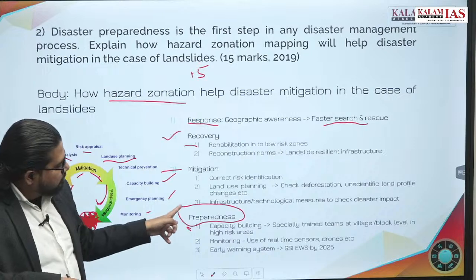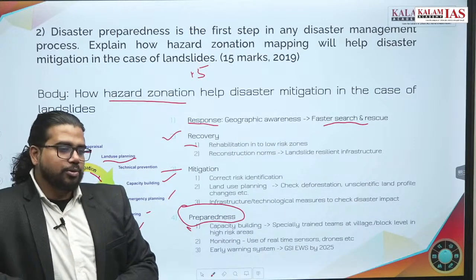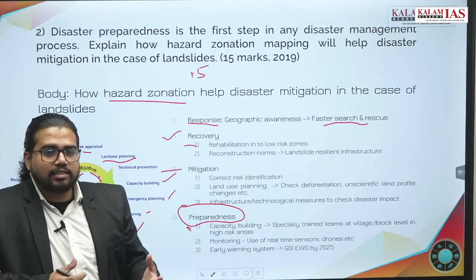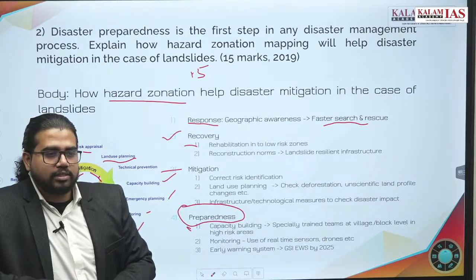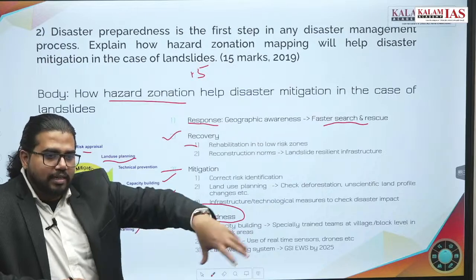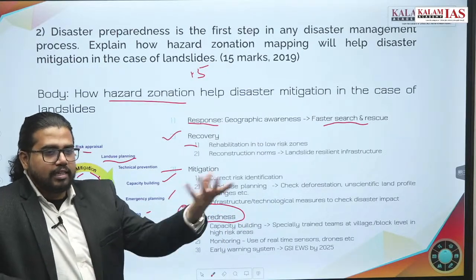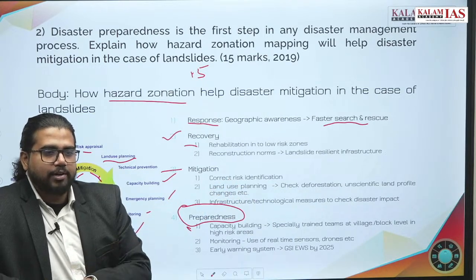Preparedness. Under preparedness you will write capacity building. You need a dedicated force, at least in the high risk zone. You need specially trained forces, and they should reach these remote areas. Usually it happens in very remote places, so they must reach there within that small period of time.